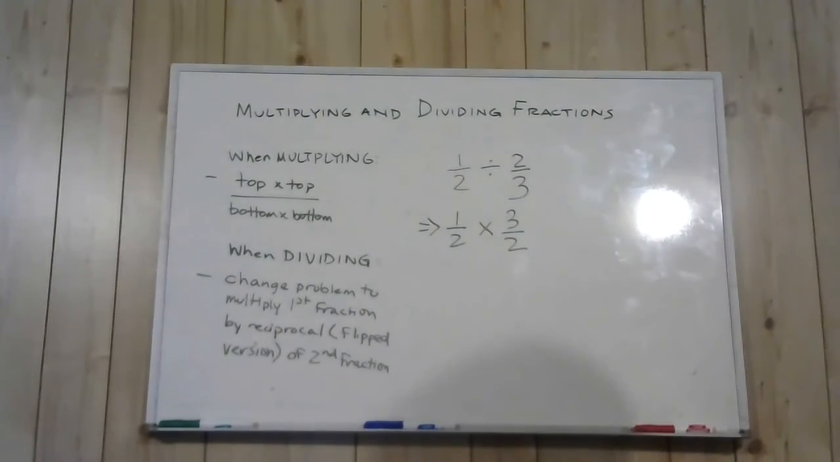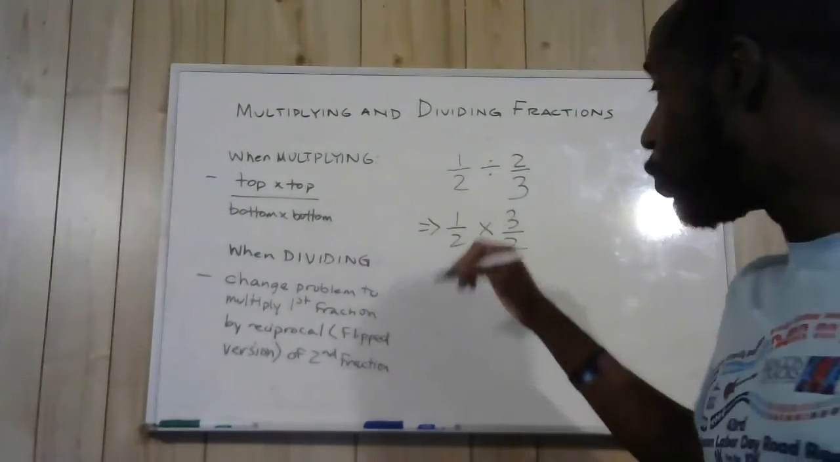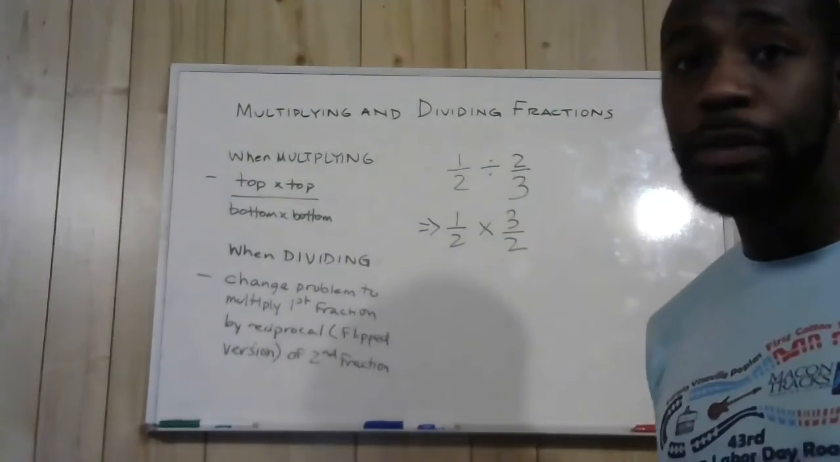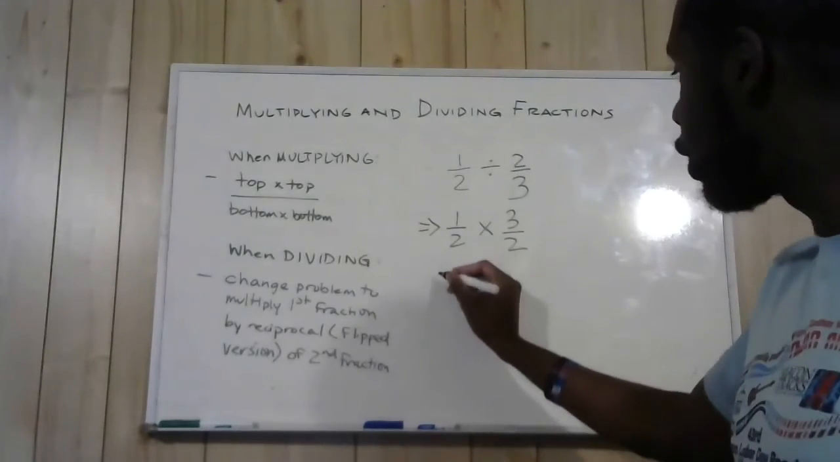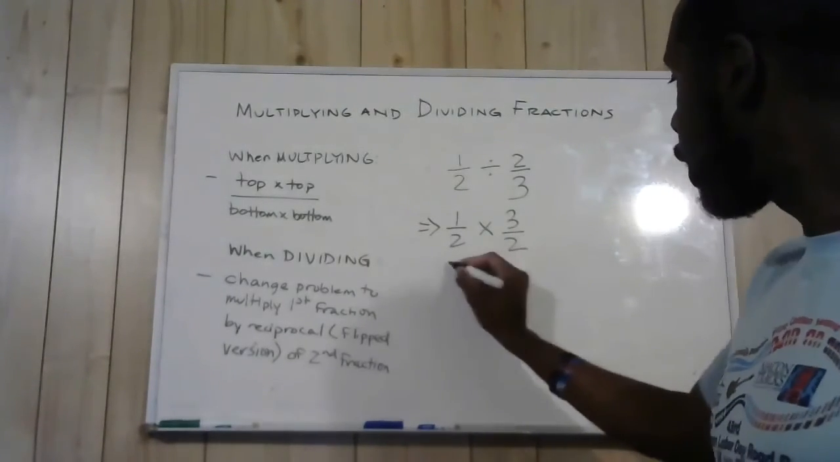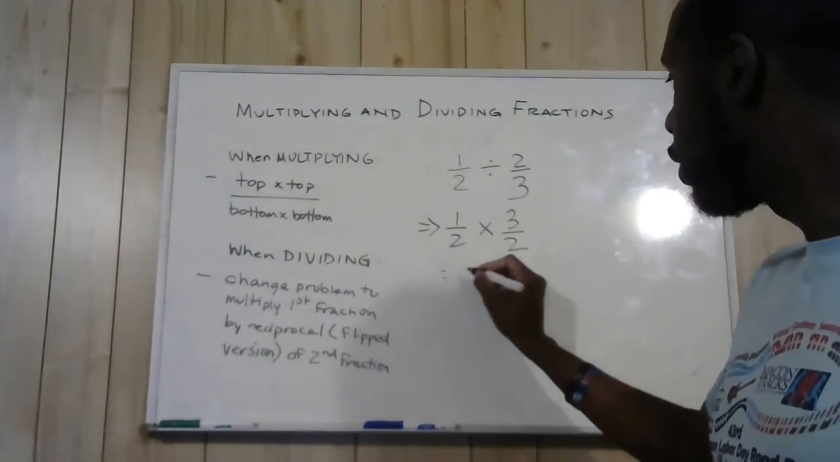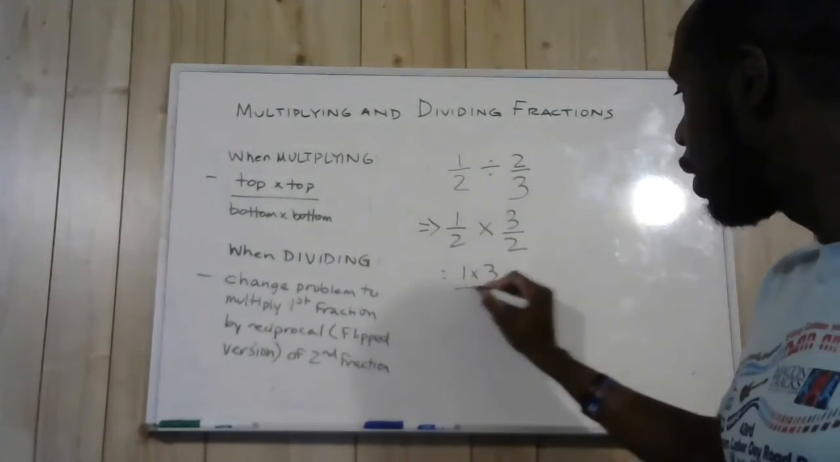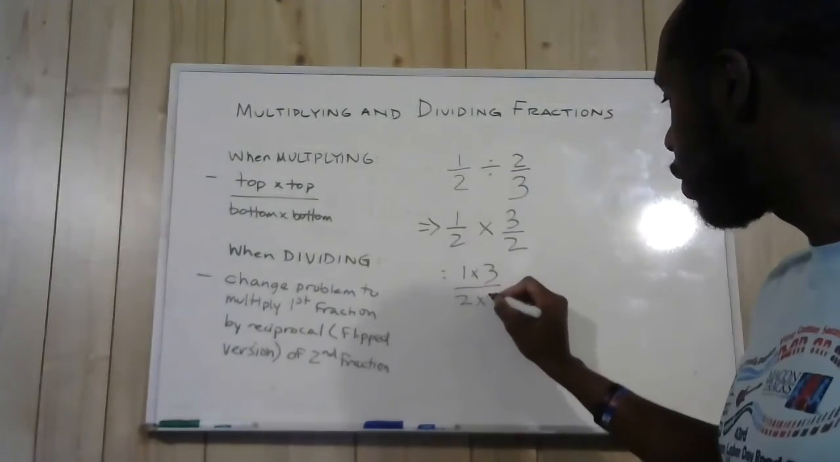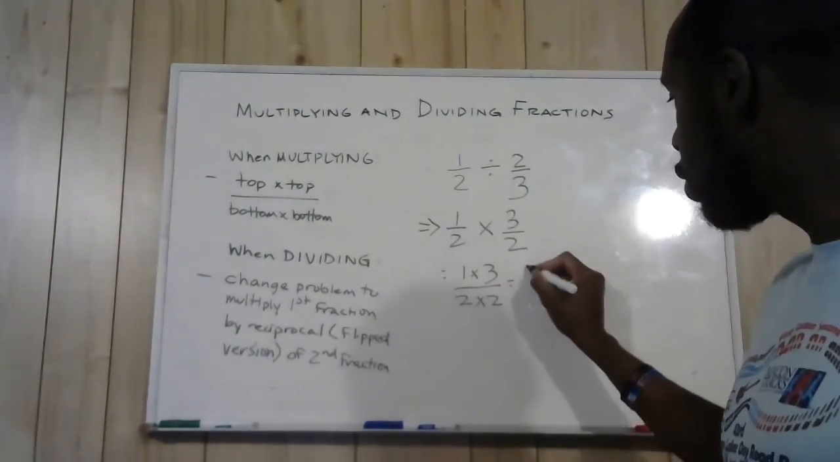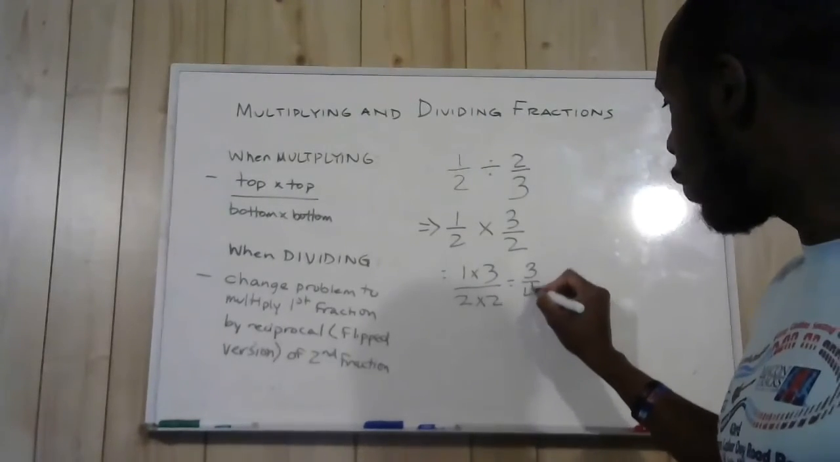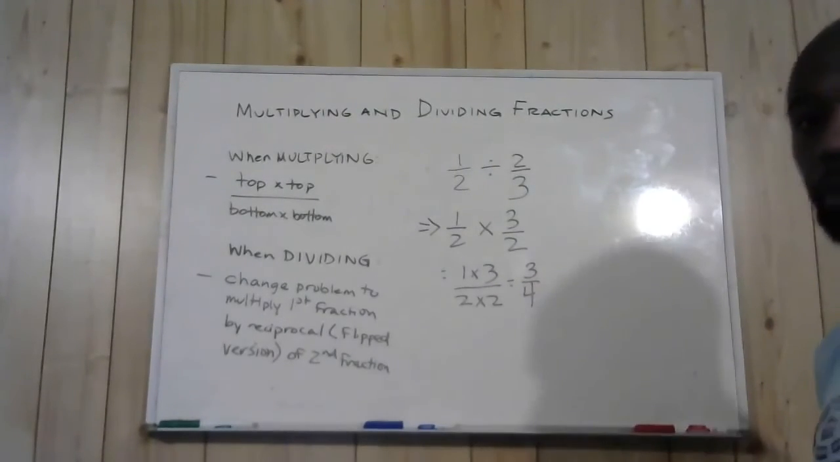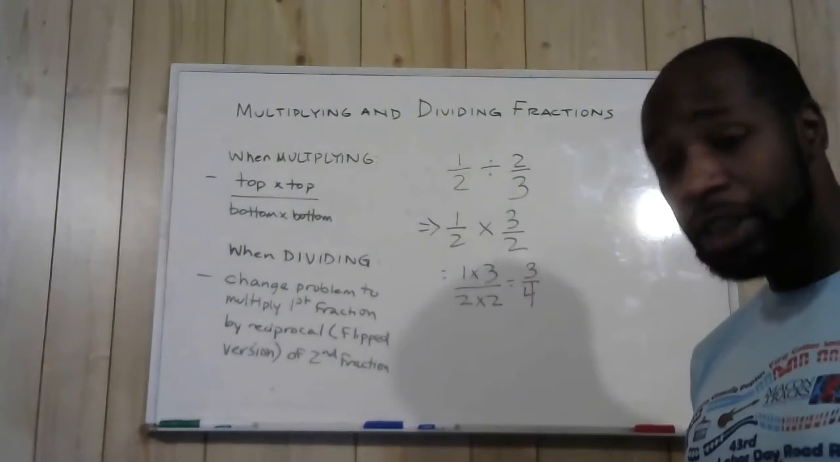Okay? Now you just do multiplication of the fractions the same. So that becomes 1 times 3 over 2 times 2. And that gives you 3/4. Okay? Very easy, very straightforward.